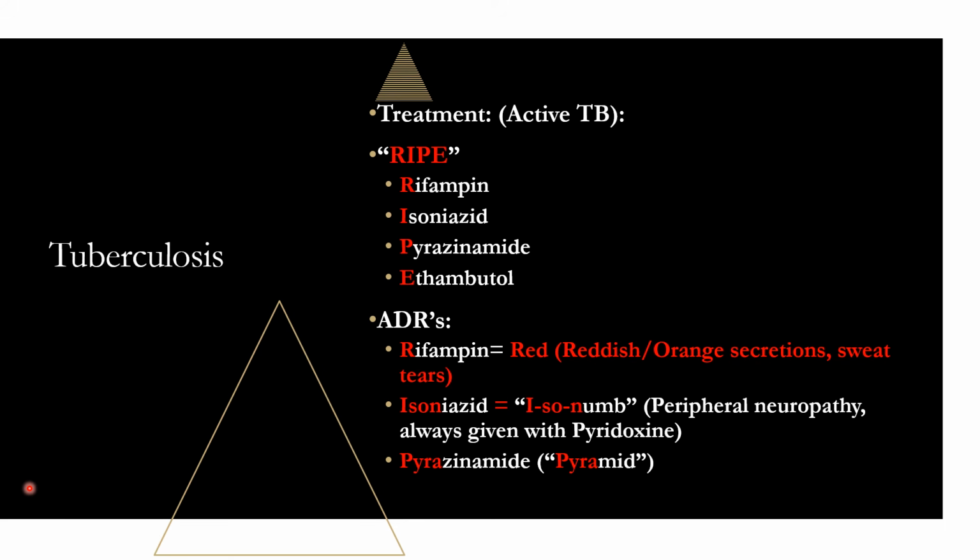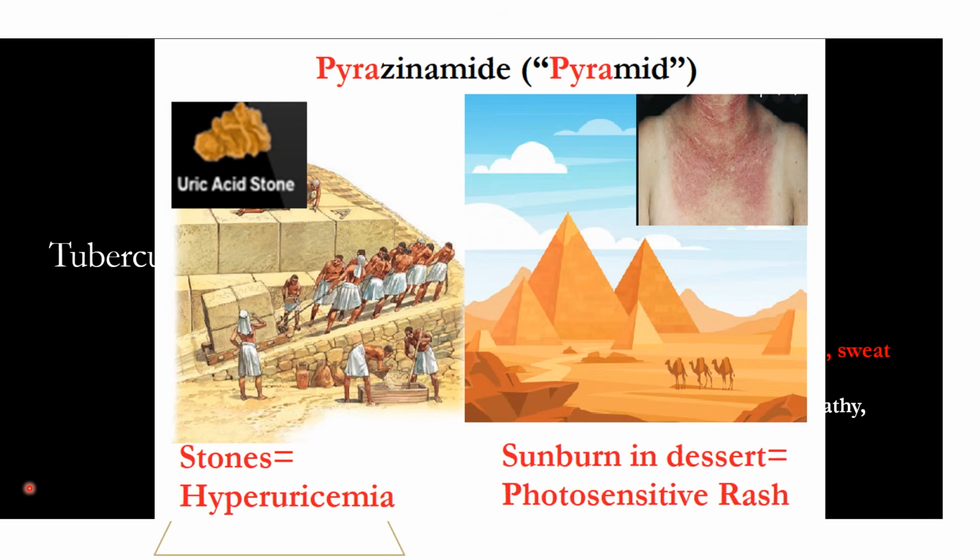Next one is pyrazinamide. What I want you to think is, instead of pyrazinamide, I want you to think of the pyramids. Now we have to be very creative here, but let's take a look. So pyrazinamide, think of pyramids. I want you to think of the pyramids being built stone by stone, you can see the stones being pulled up in the middle of this hot desert. People building them are clearly getting sunburn. You can see they're in the middle of the hot desert. So when you think of pyrazinamide, think of the pyramids.